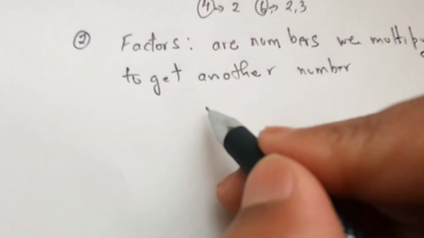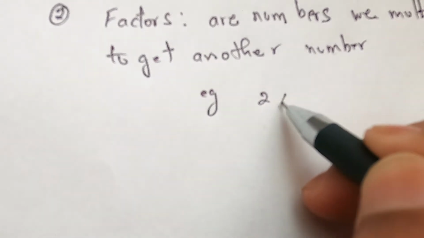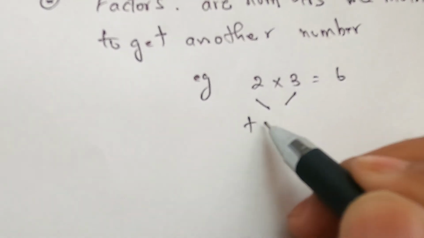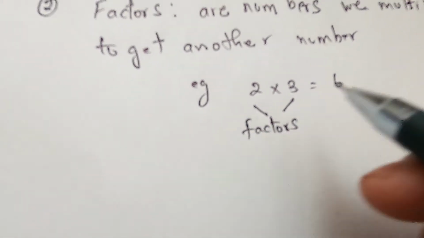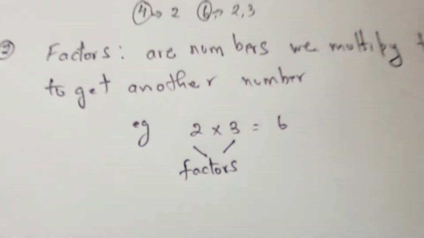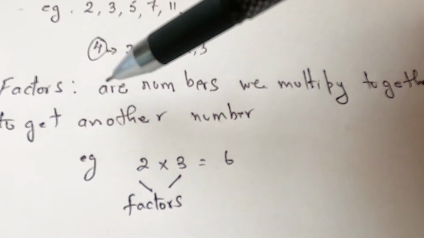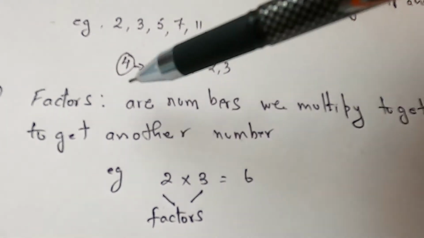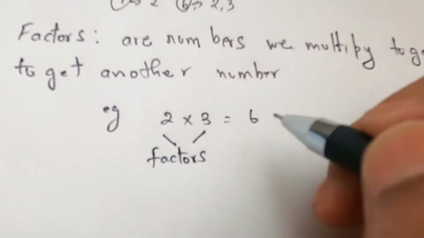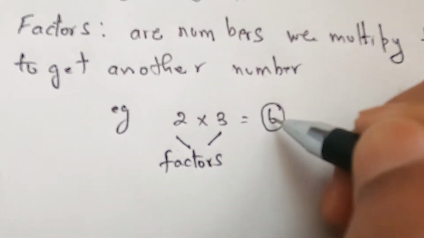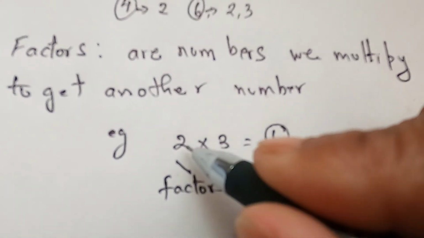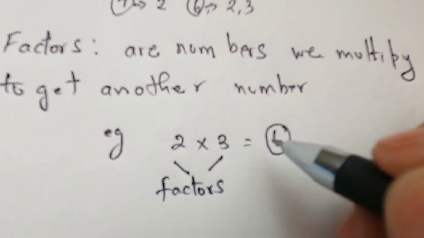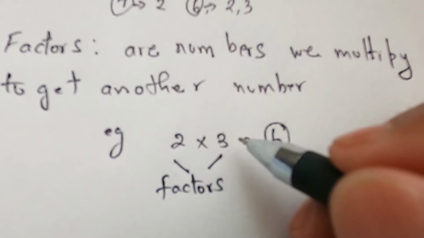So for example, 2 into 3 is equal to 6. Here we can say that 2 and 3 are factors of 6. Once more, what are factors? They are numbers we multiply together to get another number. So what will be the factors of 6? The factors of 6 will be 2 and 3, since we multiply 2 and 3, we get 6.